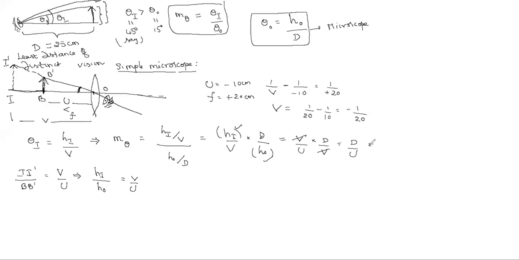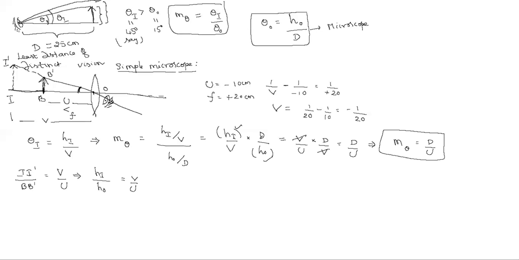This is the formula for angular magnification of a simple microscope: M theta equals D by U. This is the formula. So understood? Is it clear? This is the story.